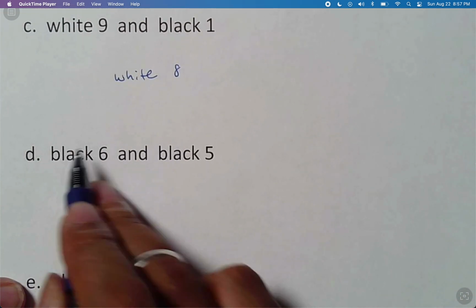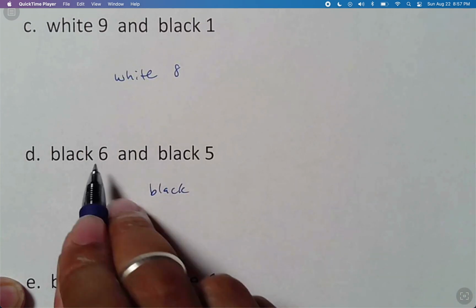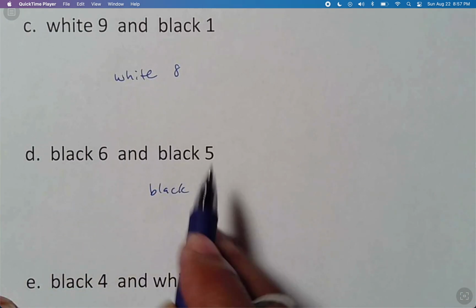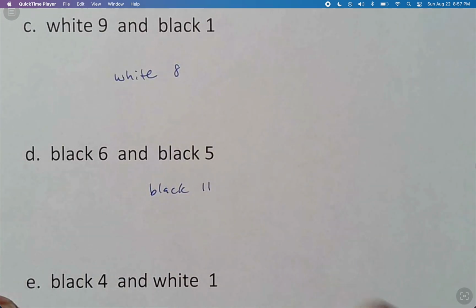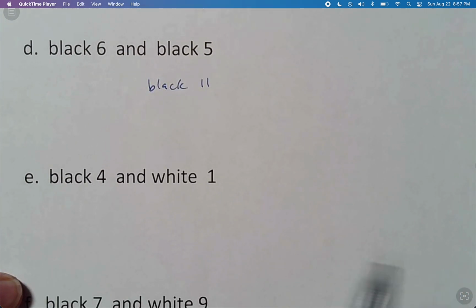Black 6, black 5. The only team that scored is this one. And looks to me like they scored a total of 11. So whenever they're the same, we add. Whenever they're different, we subtract. Doesn't matter the order. Doesn't matter anything like that. You look at it, you make your decision, use your common sense.